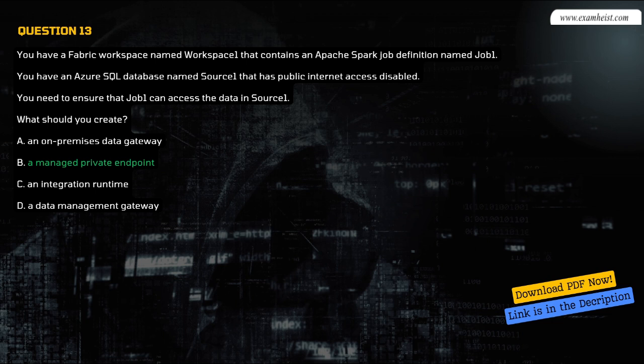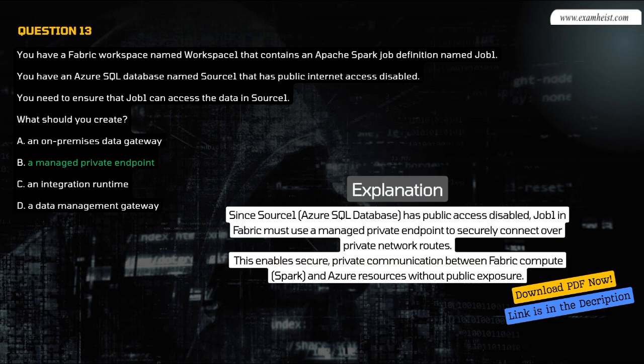A managed private endpoint. Explanation. Since Source1, the Azure SQL database, has public access disabled, Job1 in Fabric must use a managed private endpoint to securely connect over private network routes. This enables secure, private communication between Fabric compute, Spark, and Azure resources without public exposure.